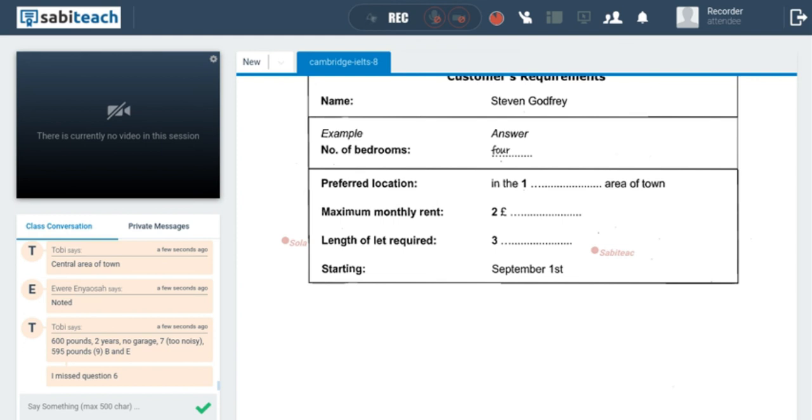That might be difficult. So once again, the answer to question 1 is central. All right, good. So right now, I'll be listening to hear the answer to question 2, which says maximum monthly rent.